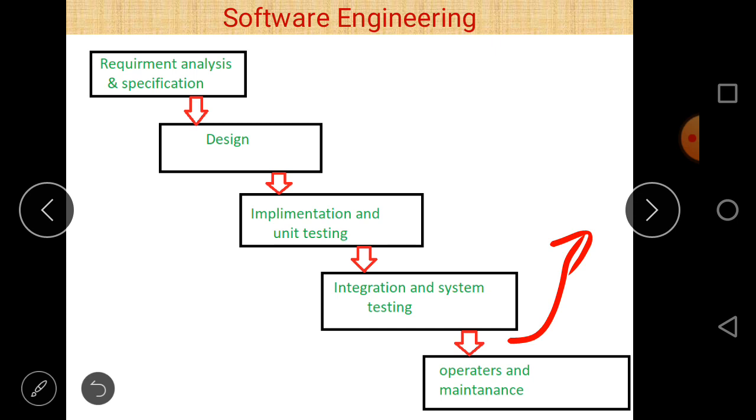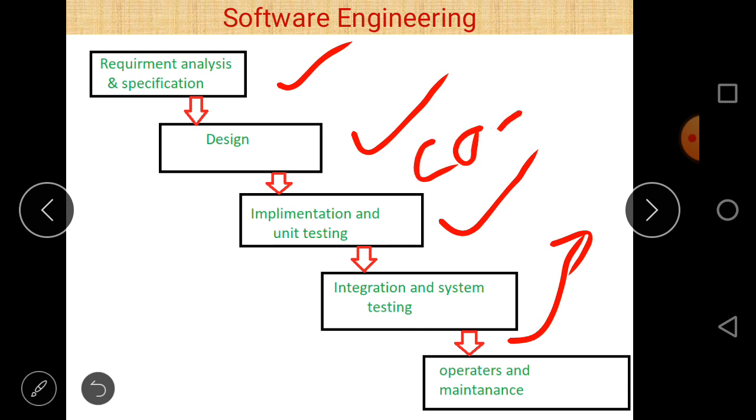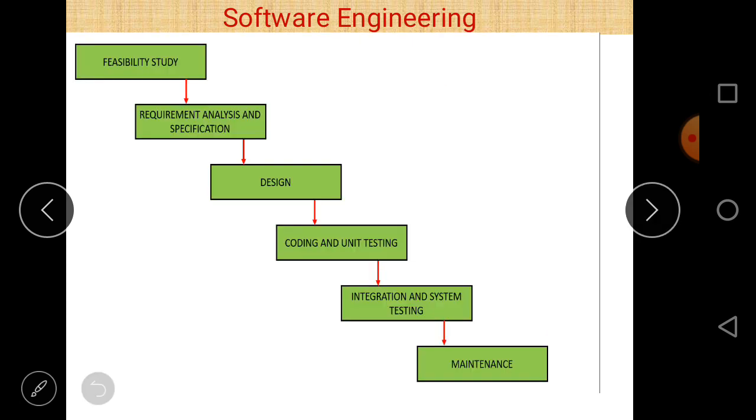Again, the first one is requirement analysis and specification. Second one is system design or software design. Third one relates to implementation and unit testing, also called coding. Next is integration and system testing, and the last part is operation and maintenance. So these are the five basic parts.